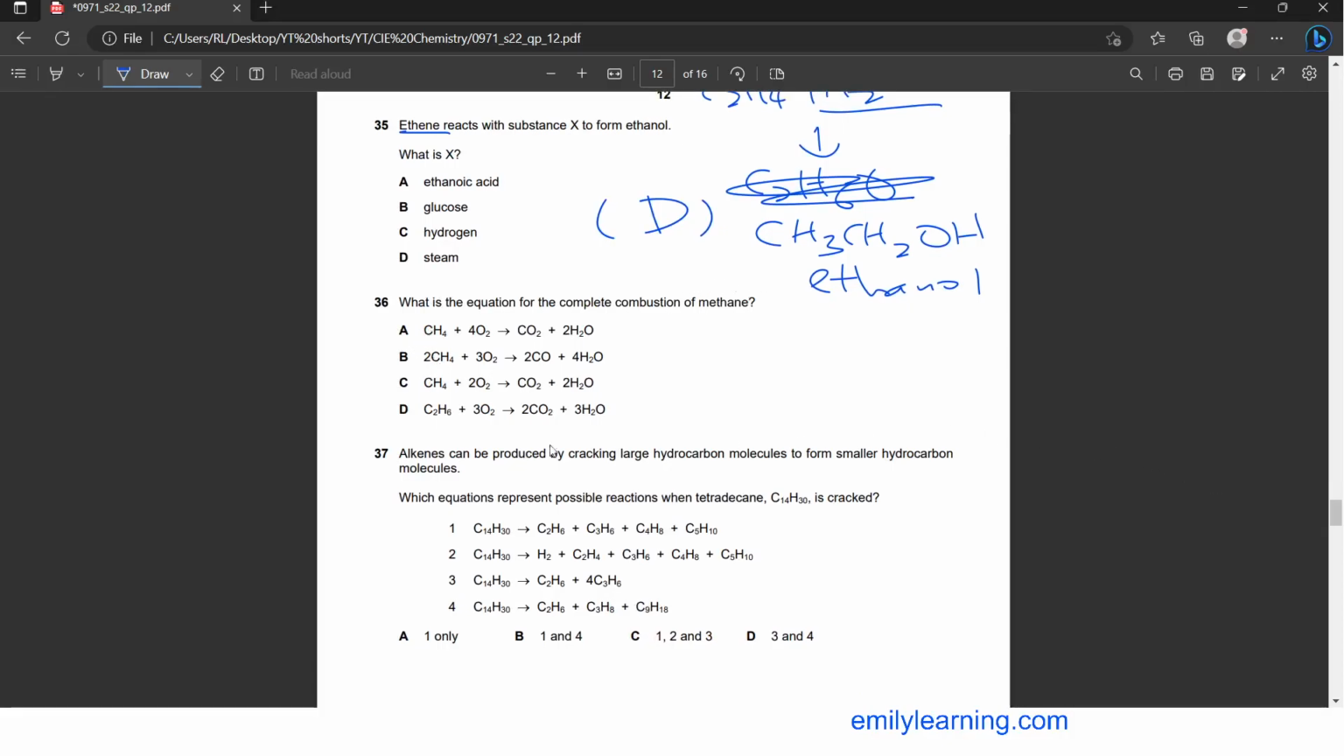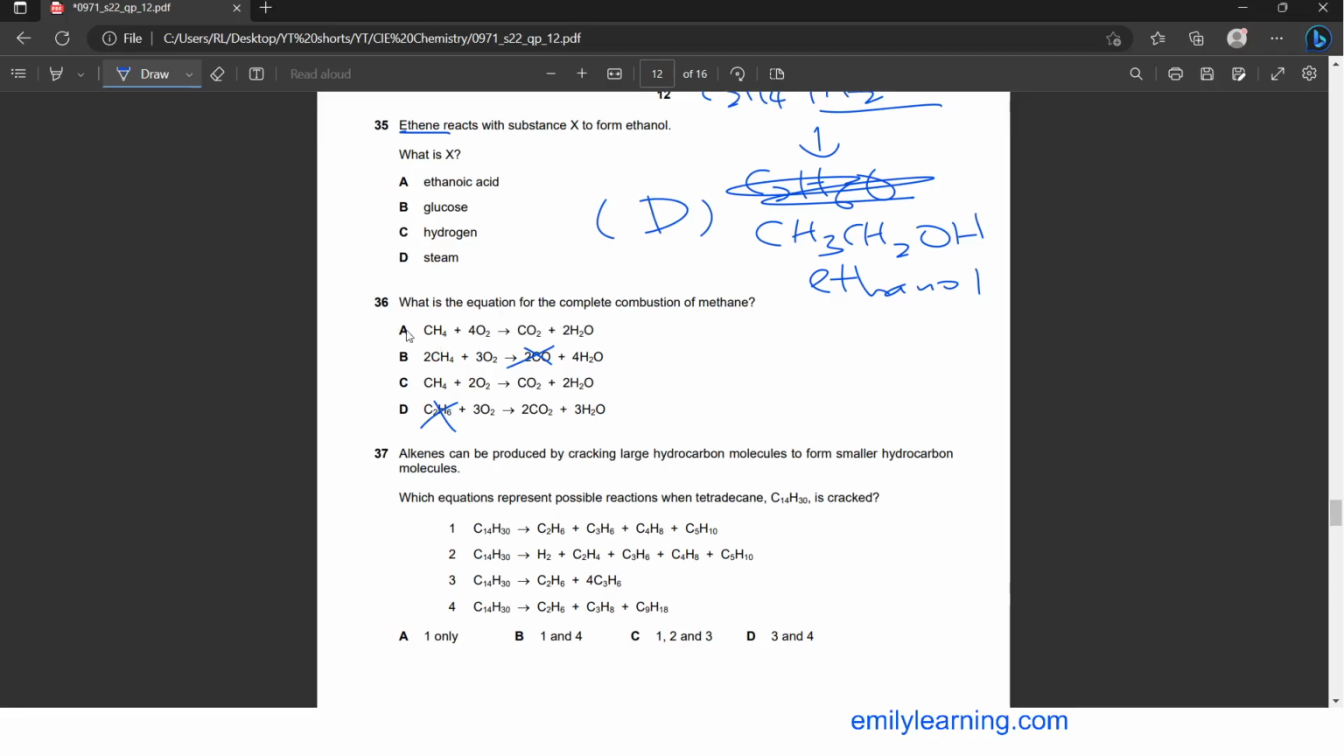Next, 36. What is the equation for the complete combustion of methane? Methane is CH4. So D is out already. You have CH4 plus O2, you form CO2 and H2O. For complete combustion, you form carbon dioxide and water. So carbon monoxide is out, so B and D are out. Let's check A as well as C, whether the reaction is well balanced.